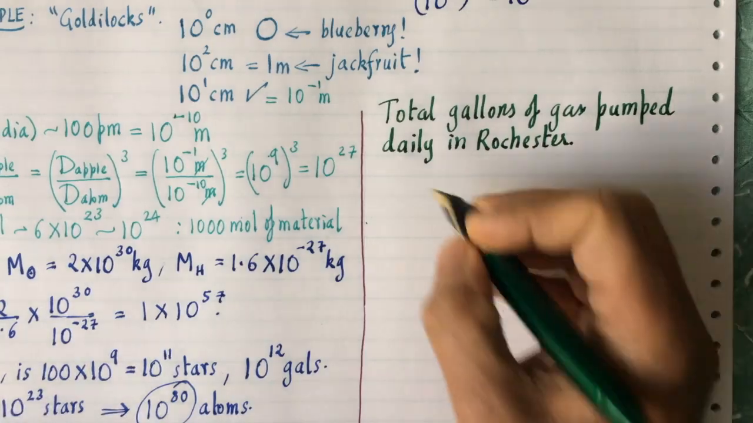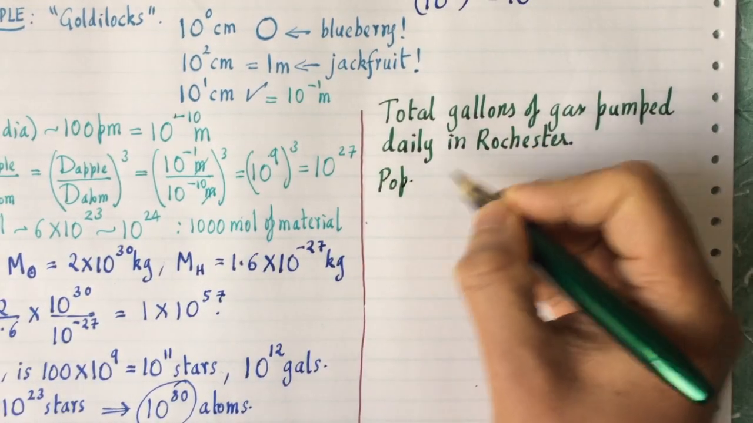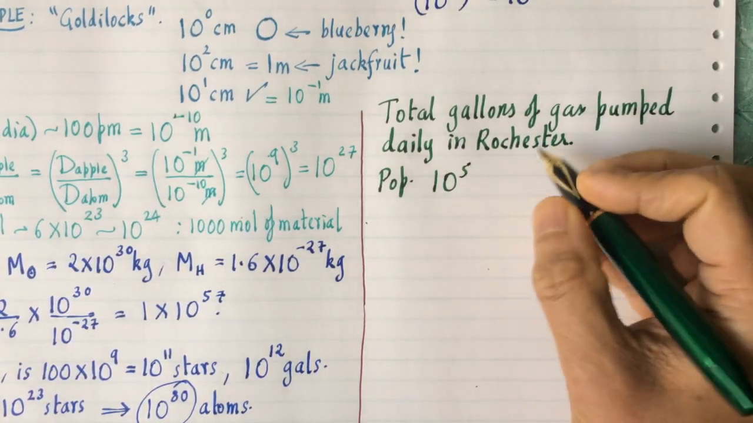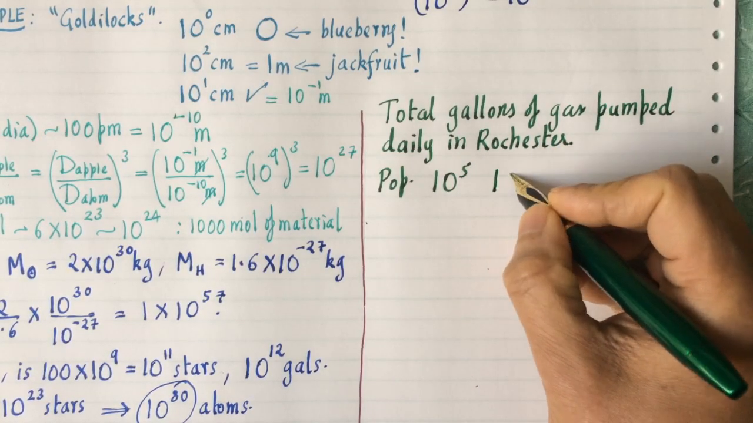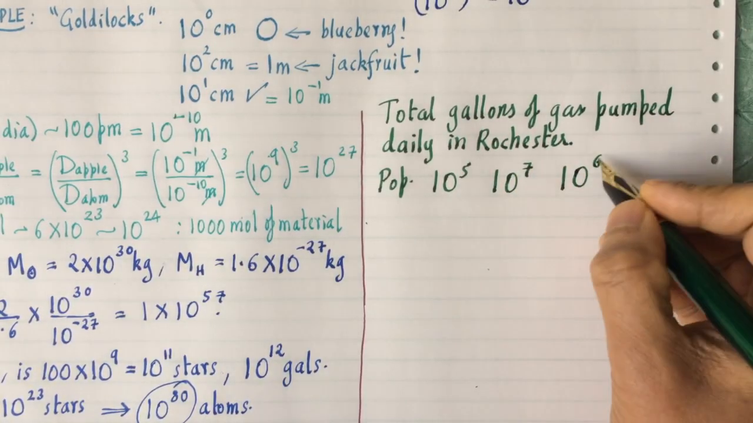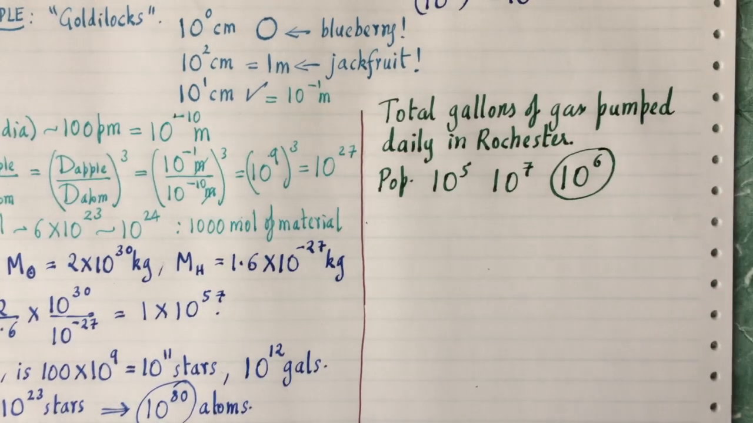So how many people are there in Rochester? Well, let's think about it. Is it about 10 to the 5? That's 100,000. That seems too little. 10 to the 7, 10 million. That seems too much. So 10 to the 6. By the Goldilocks Principle, we have homed in on a decent value here.